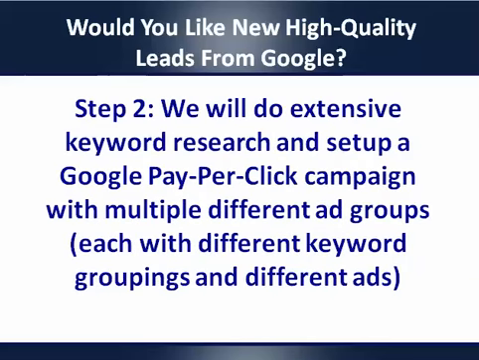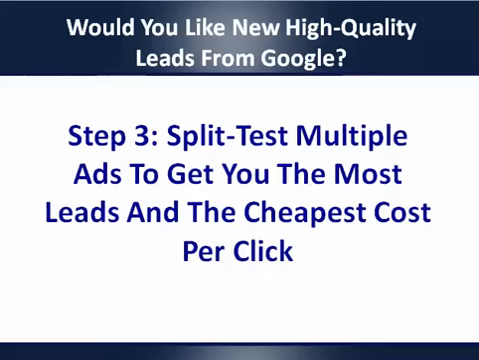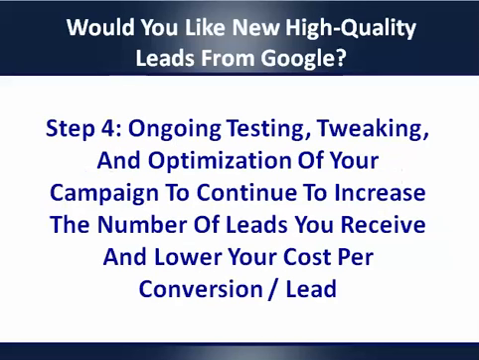Step 2. We will do extensive keyword research and set up a Google pay-per-click campaign with multiple different ad groups. Step 3. For each ad group, I will split test multiple ads, thereby finding the ads that get the highest number of clicks. This will get you more leads, and in addition, Google rewards people who get a high click-through rate by giving you a lower cost per click. Step 4. Every month, I will analyze all your keywords and ad click-through data very carefully, making the necessary tweaks and improvements to ensure your account continues to improve instead of decline.